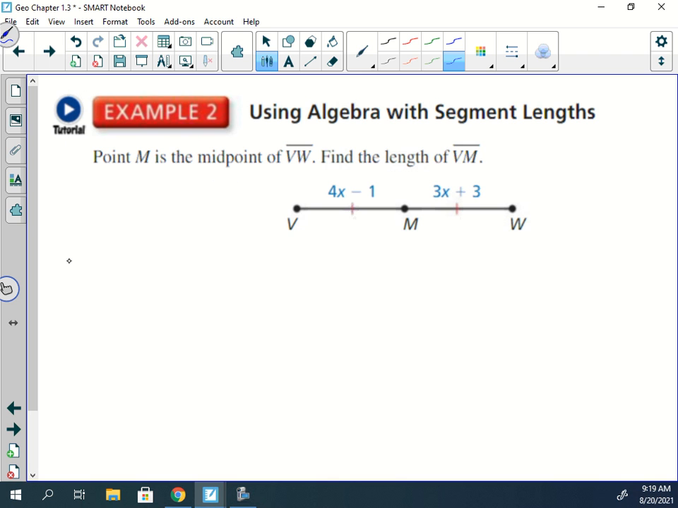Let's look at this next one. This here is the same exact concept of what we just did, except we're not given numbers. We're given equations, well, expressions for each one. What is the difference between an expression and an equation?